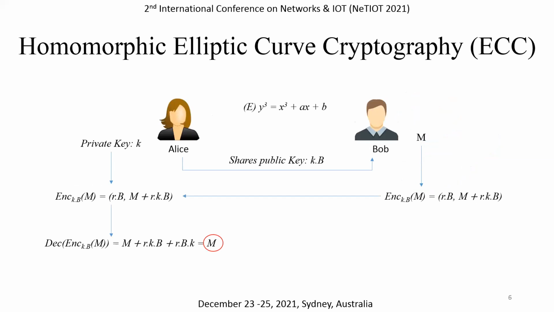This is the scheme of the homomorphic elliptic curve cryptography we use in our paper. For example, this is Alice and this is Bob. Alice has the private key and the shared public key. The public key is public, so that means Bob also has the public key, and Bob wants to send a message to Alice.